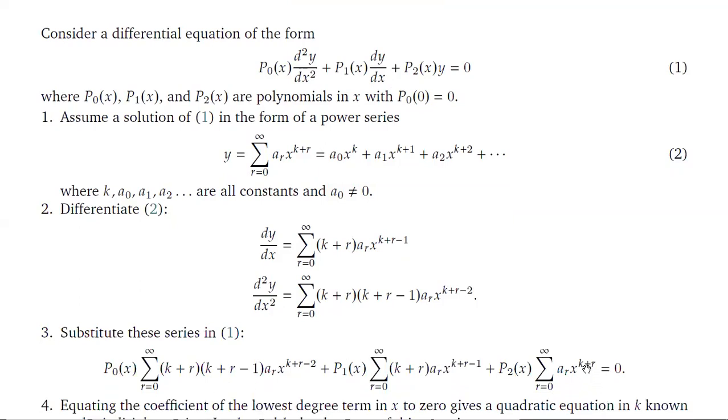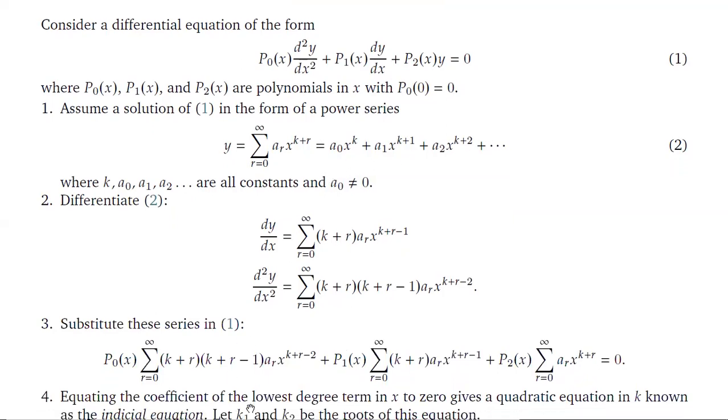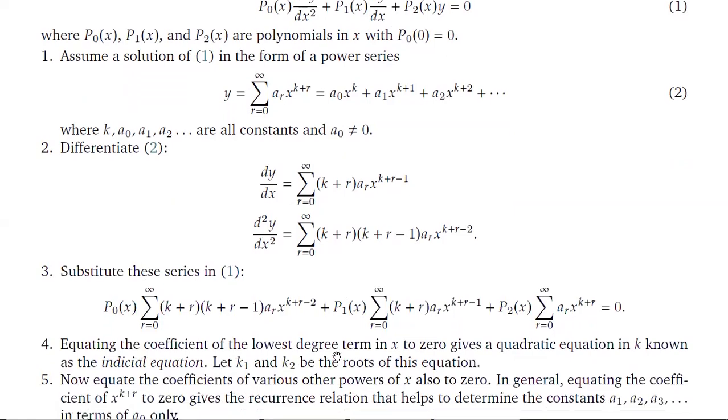In the power series method, once you get this particular equation, the next thing we do is find the values of a0, a1, a2, etc. so that we can write the solution. Even in the Frobenius method, we follow the same procedure. We equate the coefficient of the lowest degree term in x to 0. But here, when you do that, we get a quadratic equation in k, and this equation is known as the indicial equation. Since you get a quadratic equation in k, you will get two roots for k, and those two roots will be called k1 and k2.